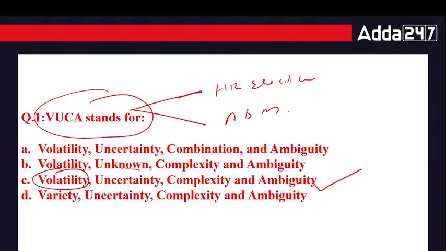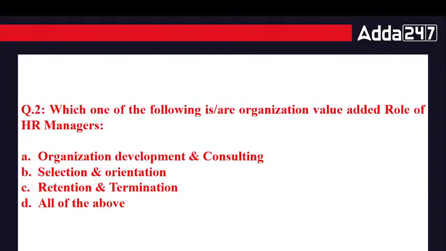Uncertainty means there is no certainty, right? You are not clear about whatever is happening. That is uncertainty. Then we have complexity. What is complexity? In an organization, all the functions are dependent upon each other. Ambiguity is what? That means you are not clear about the future. Total ambiguity is there. So volatility, uncertainty, complexity and ambiguity, that is C, the right answer.